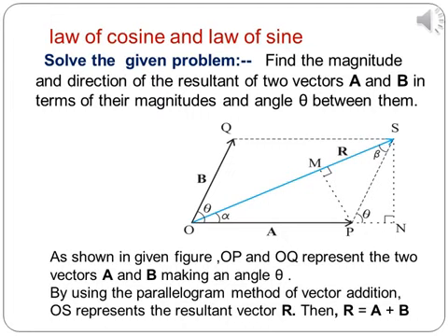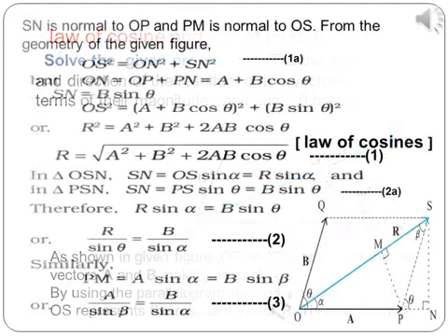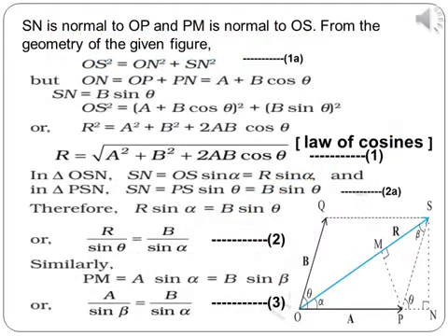As shown in given figure, OP and OQ represent the two vectors, vector A and vector B, making an angle theta. By using the parallelogram method of vector addition, OS represents the resultant vector R. Then the resultant vector R is equal to vector A plus vector B. Please see the figure again. Here SN is drawn perpendicular to OP and PM is drawn perpendicular to OS.